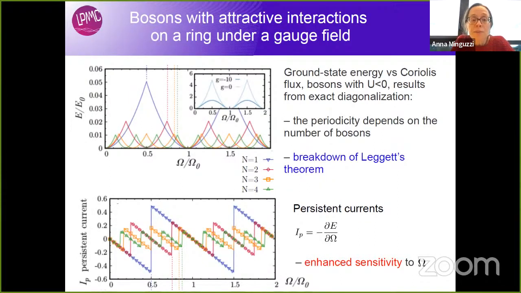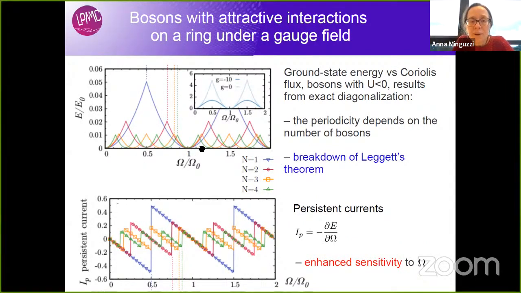Calculation by exact diagonalization allows us to obtain the ground state energy as a function of the artificial gauge field omega. And this is the first very surprising result that we obtained: if we have more and more particles at a given interaction strength, we see that the periodicity of these parabolas, which are the ground state energy branches, increases. So in this case, we see a breakdown of the Leggett theorem. In this case, it does not apply. And correspondingly, the persistent current has a smaller periodicity as well, which could be useful because it has an enhanced sensitivity to the value of the artificial gauge field.